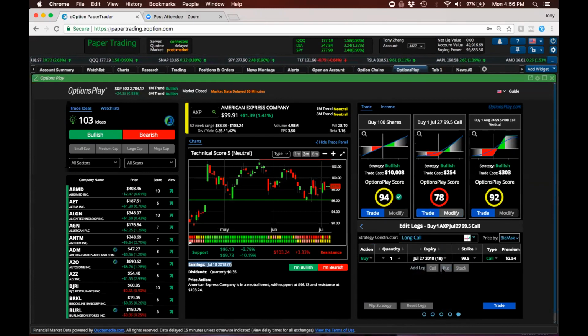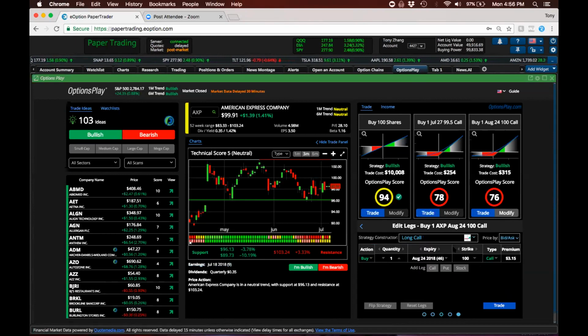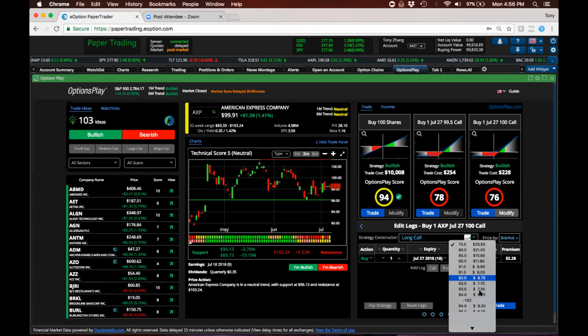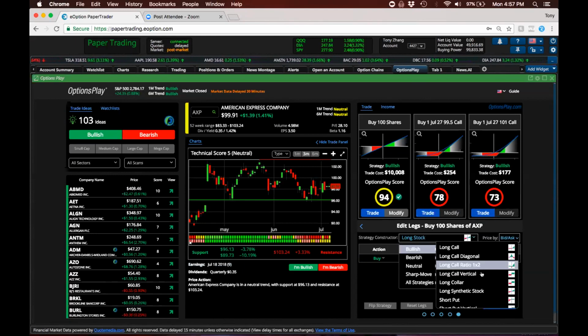So maybe I might want to look at a July 99 put versus, and this really allows you to create all different types of scenarios. So maybe you want to compare a 99.5 put versus maybe a 101 put. Or 101 call rather, sorry. So this allows you to actually now compare not just a call to a call spread, but maybe one strike to another strike or one expiration to another expiration. There's no limit to what you can do here. You can create all different types of strategies and compare them side by side.